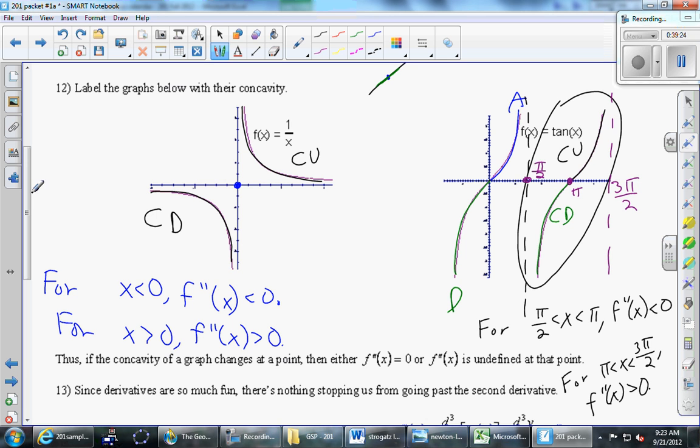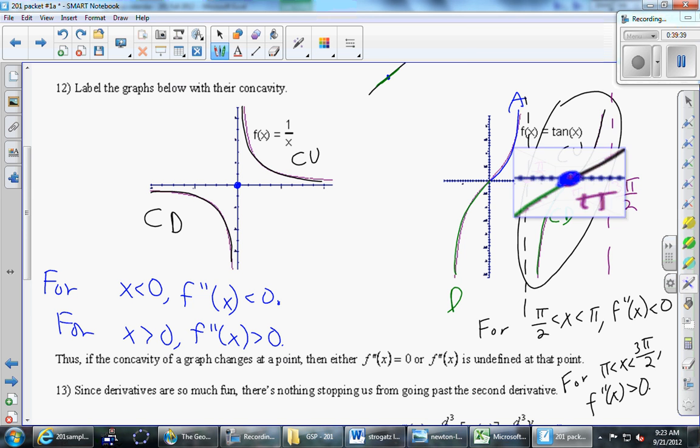Okay, at this point, the second derivative exists. Can you tell me what you think the value of the second derivative is there? It's 0. Because if I were to zoom in, really, really zoom in, yeah.